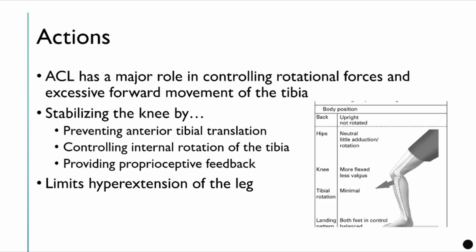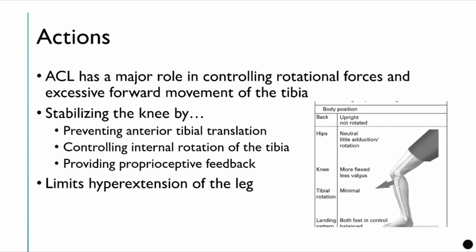The ACL controls the internal rotation of the tibia by tightening the ligaments to resist inward twisting of the tibia. This is an important action during movements like sharp cutting and pivoting.